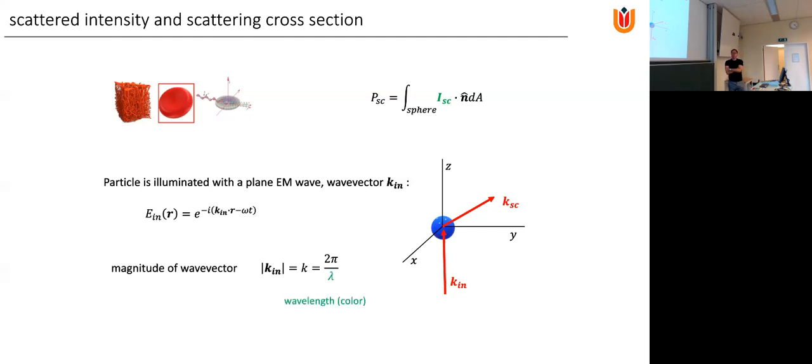So the magnitude, just to refresh, the magnitude of these wave vectors is the wave number k. k is 2 pi over lambda, lambda the wavelength. So that relates to the color of the light. We are considering so-called elastic scattering, which means that the color of the light does not change. So these two vectors, k_in and k_scattered, both have the same magnitude. They have different directions, but they have the same size.